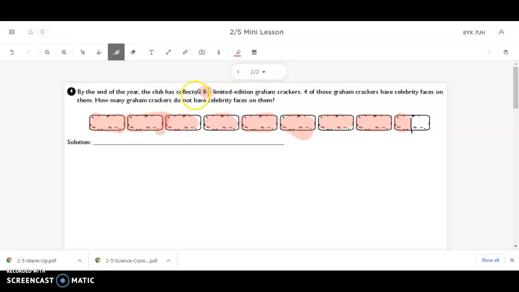So by the end of the year, the club has collected 8 1/2 graham crackers. We have shown that. 4 of those graham crackers have celebrity faces on them. So do we have 4 more graham crackers that we need to draw in? Or are 4 of these with faces on them? 4 of these have faces on them. So do we need to add or subtract to find out how many do not have faces on them? We need to subtract, right?